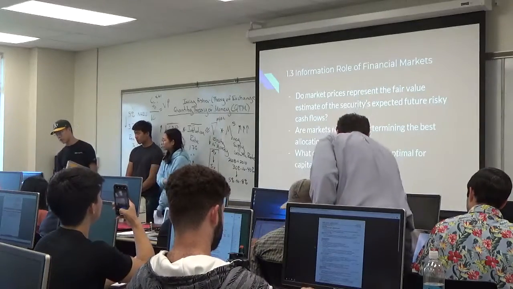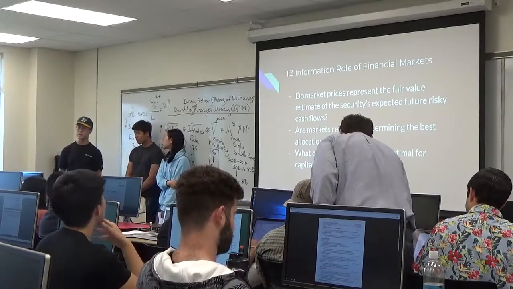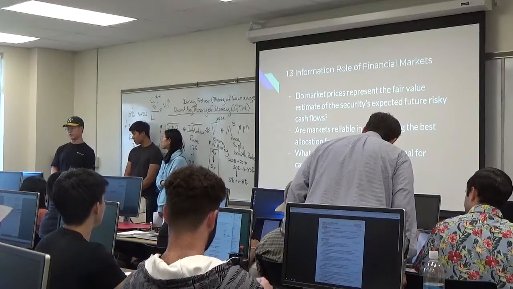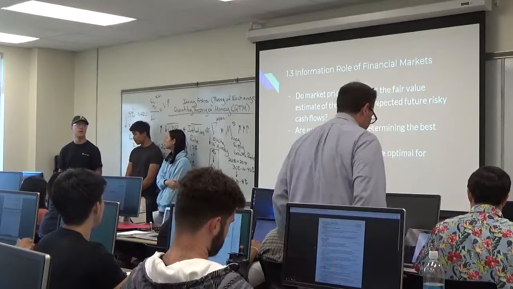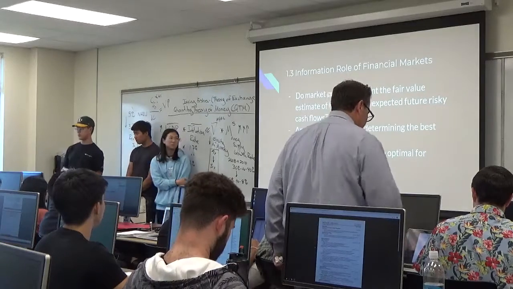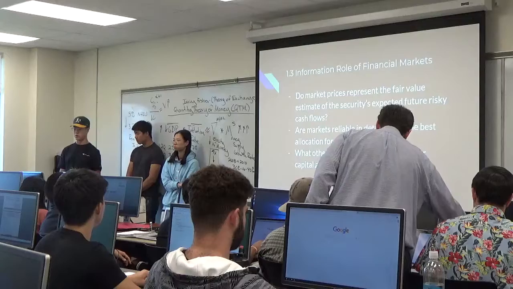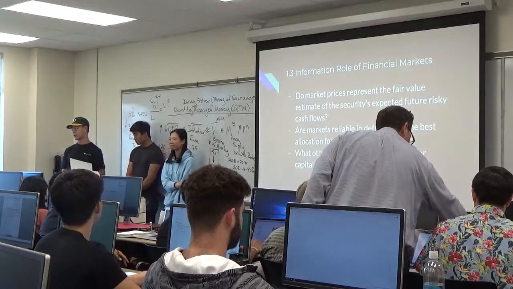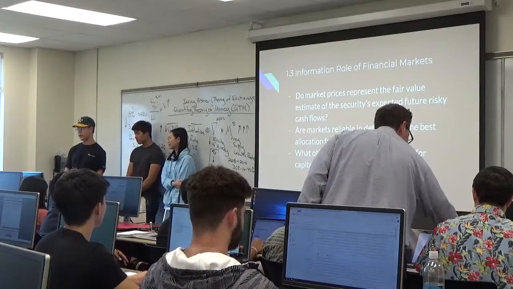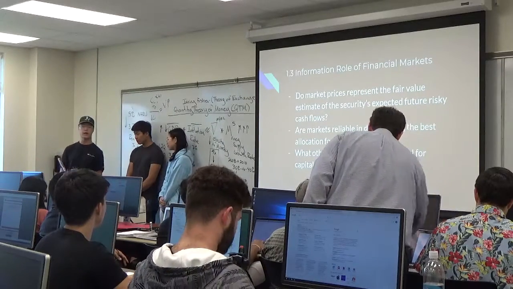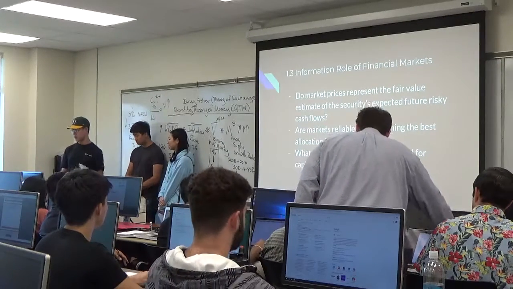And then 1.3 talks about the role of financial markets in the economy, and how these markets have different tendencies. The questions that came up were, do current market prices represent the fair value estimate of the security's expected future risk and cash flows? And as we know, that is not true.